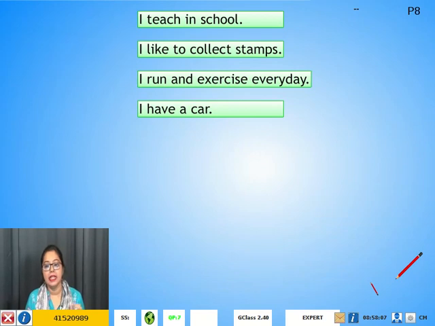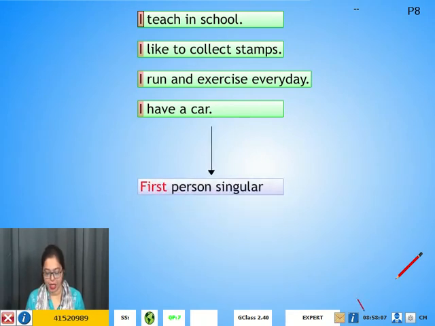That is, I teach in school. I like to collect stamps. I run and exercise every day. I have a car. So here "I" is highlighted. Here "I" is the first person singular number.